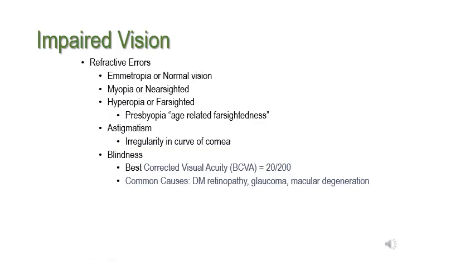This slide basically just goes through the terminology for normal vision, myopia, nearsighted, hyperopia, farsighted. The presbyopia that I mentioned already is the age-related farsightedness that we expect in many people, usually around that 40 to 45 years of age. Astigmatism, there's an irregularity in the curvature of the cornea that can produce that.